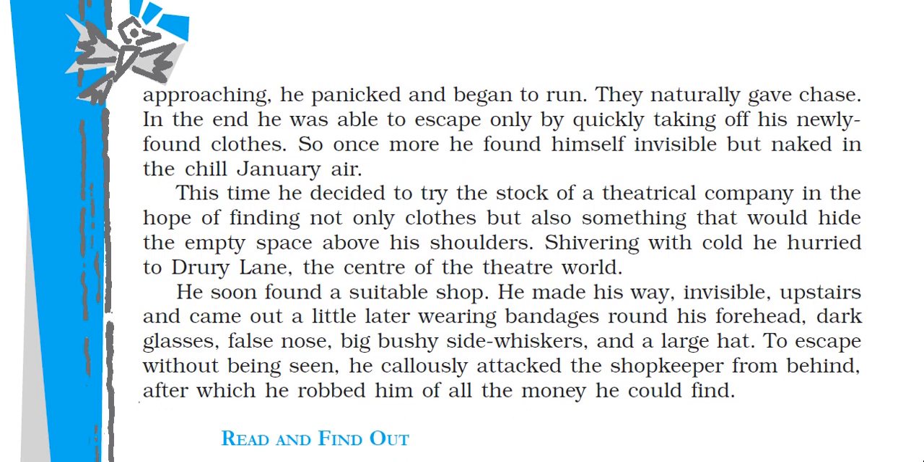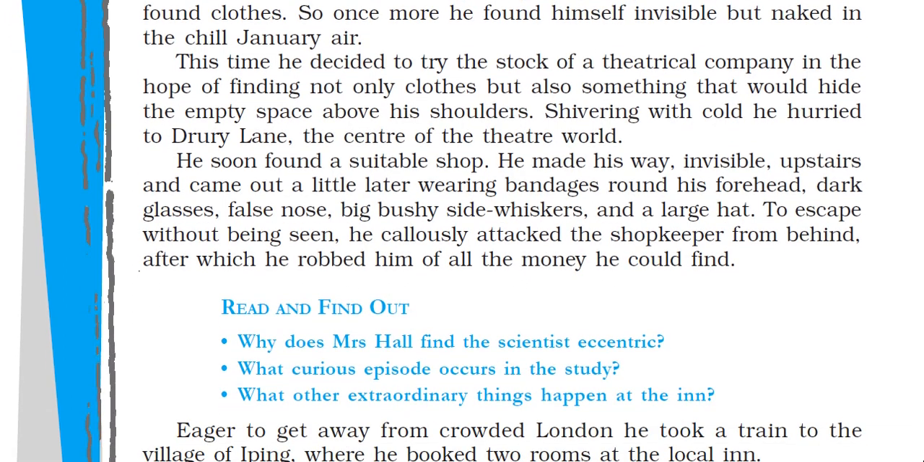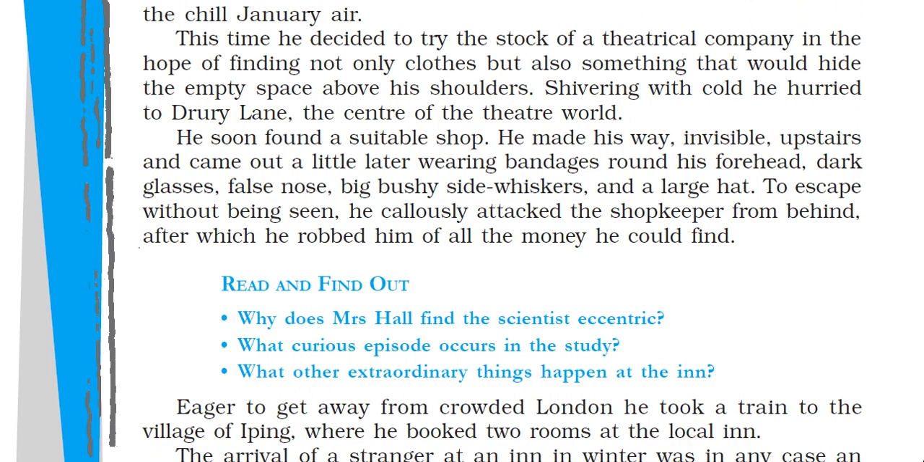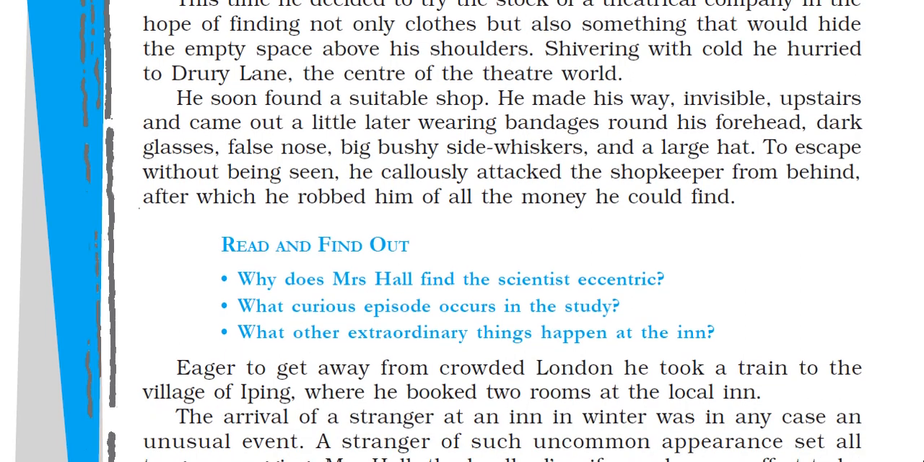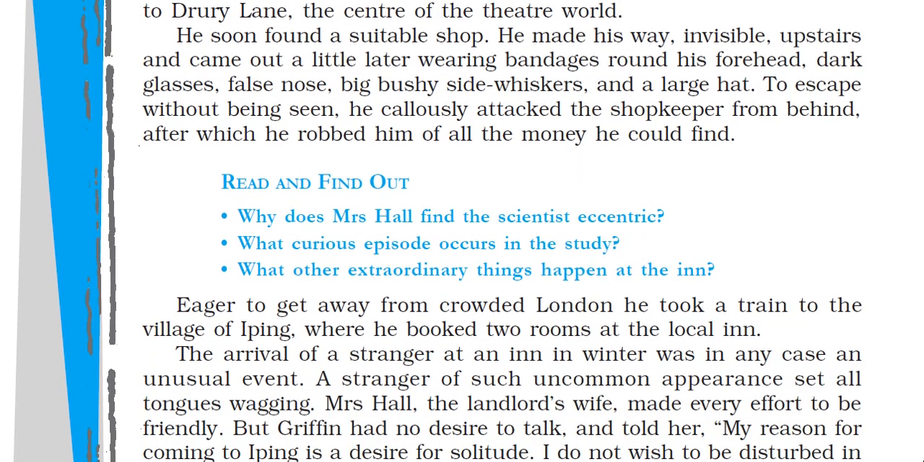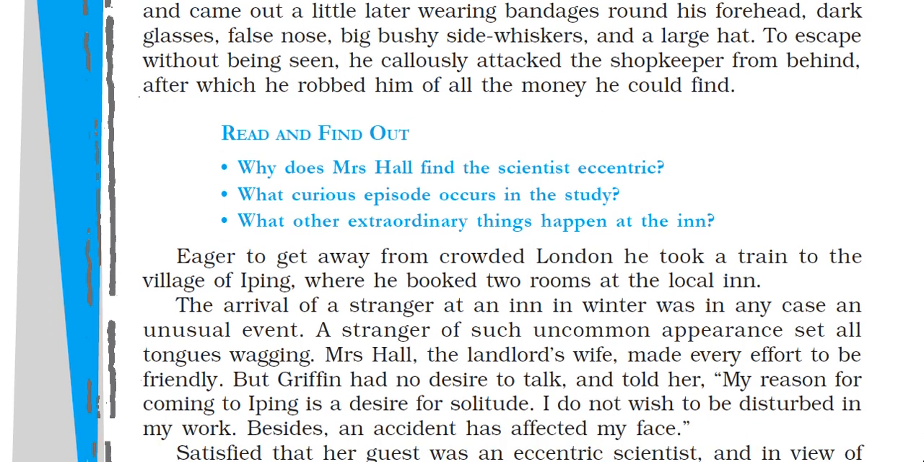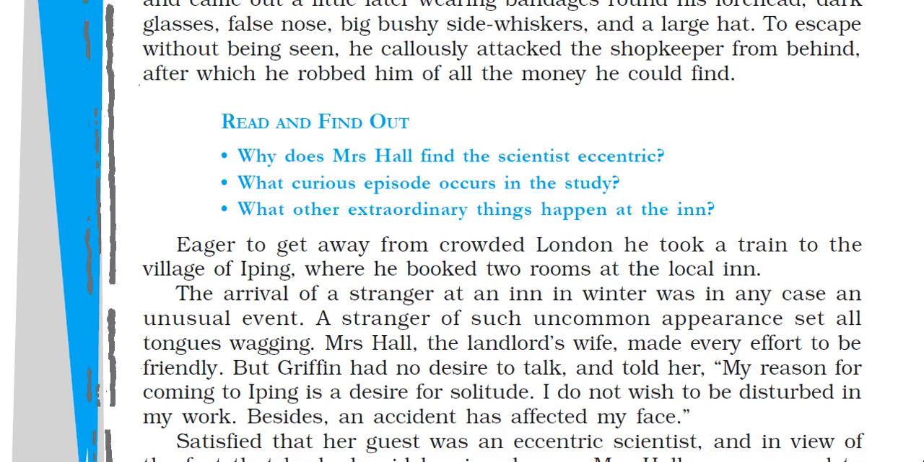It was a quiet and unusual experience for the villagers to expect an outsider with a strange appearance who had come to stay at the hotel during winter. Mrs. Hall, the wife of the landlord of the inn, tried to be friendly with him, but Griffin didn't want to talk to her. Soon enough, his money was exhausted and he started stealing to sustain himself.